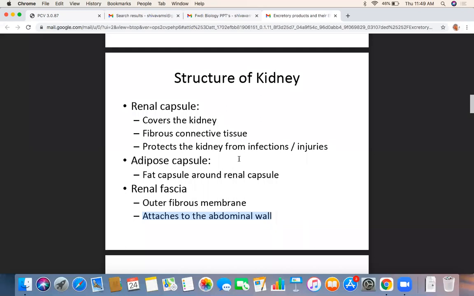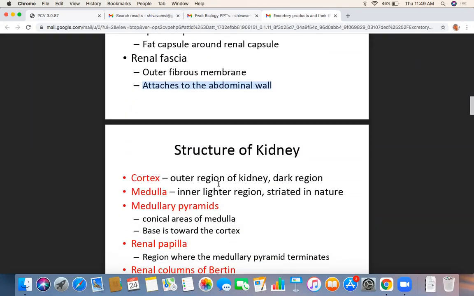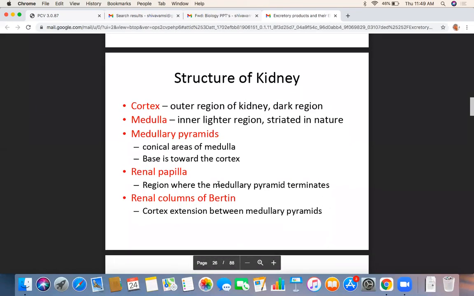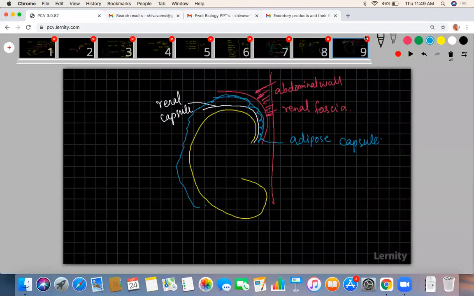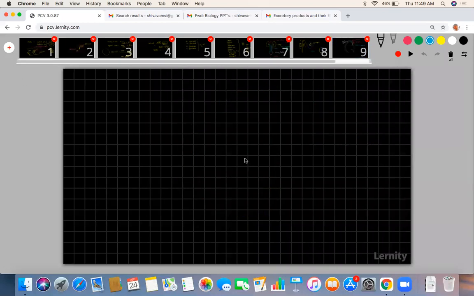Okay, I am moving on further. The structure of the kidney. For the next 10 minutes, we are going to study the structure of the kidney. So how is this kidney structured?